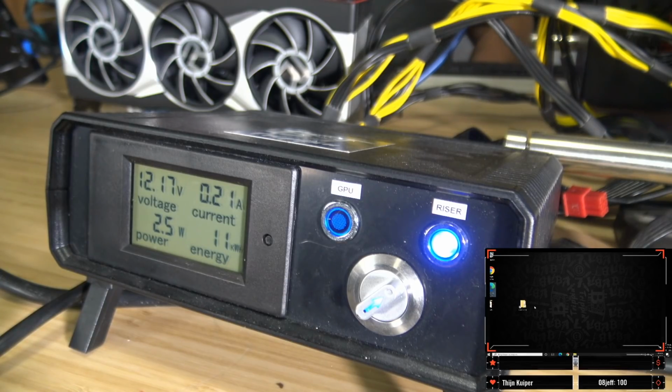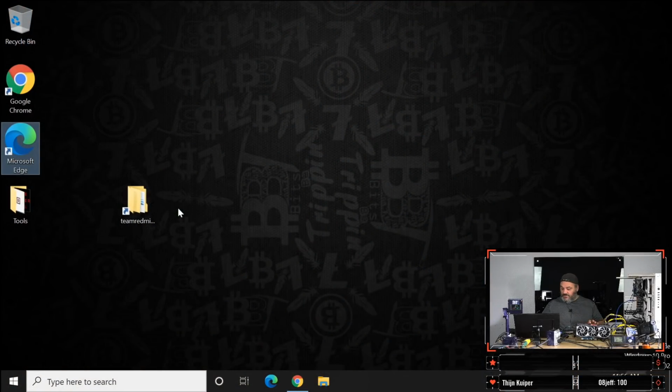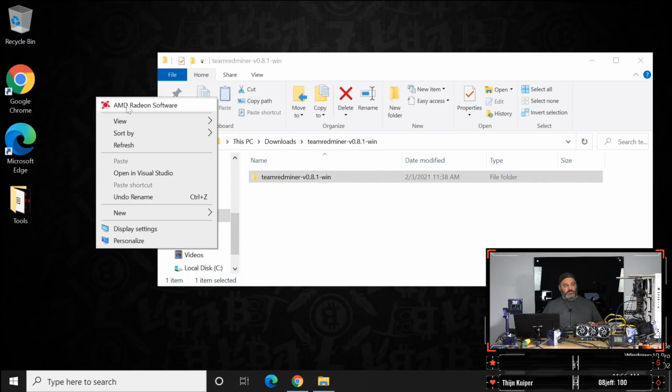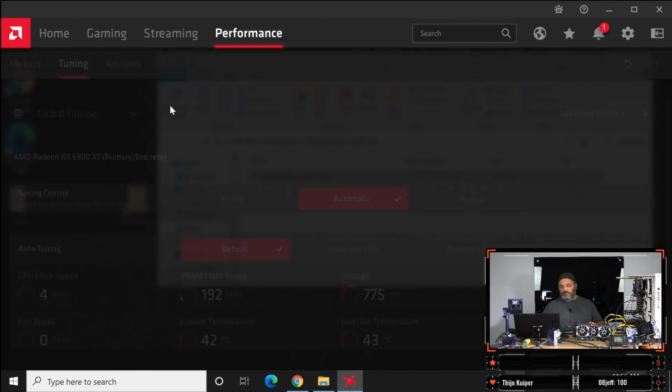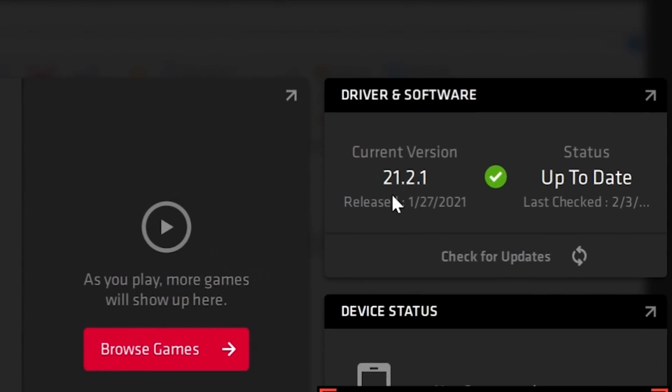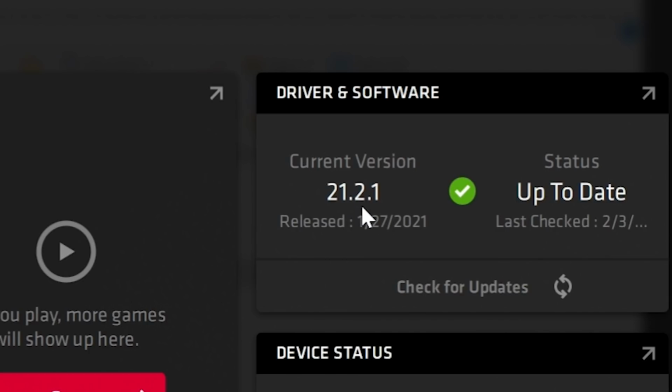We'll leave it on the riser, and we're going to take a look as we start up ETH, just the base settings if you were to download a miner and run it. So let's take a look. Team Red, 0.8.1. Also the AMD driver, some people will want to know this. The AMD driver that we're running right now is 21.2.1. This is the release date of 1/27 of 2021.